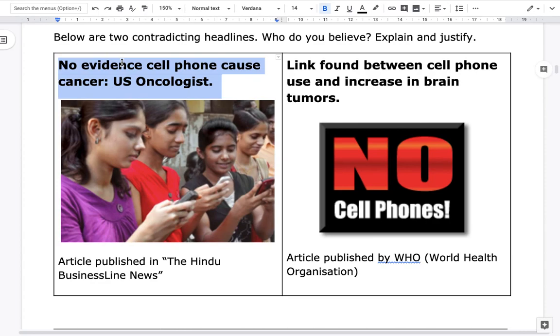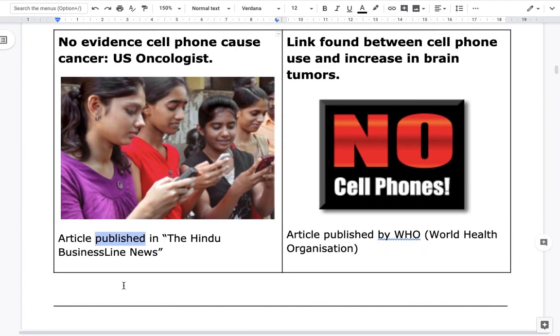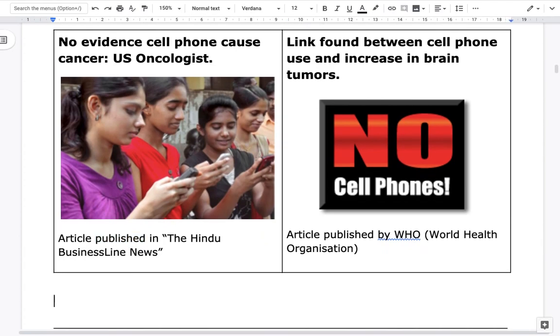Who do I trust more? And knowing who has written this, or in this case, I know that one was published by the World Health Organization and one was published by the Hindu Business Line News, who am I more likely to believe? Personally, I'm more likely to believe the article from the World Health Organization. They are more of a neutral organization and therefore aren't trying to sell me a product. Whereas the Hindu Business Line News may be trying to sell me their product, and therefore that would be a reason why they might produce this headline.